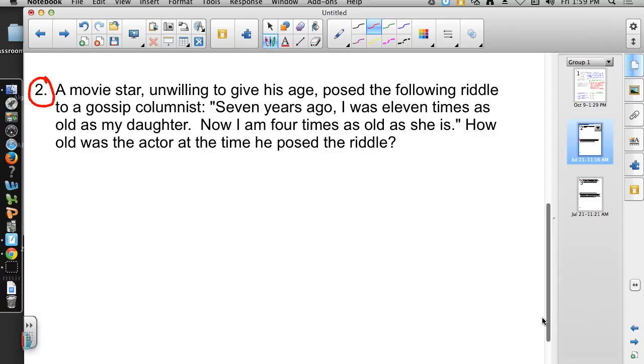Well, your first decision is going to be, are we talking about now, or are we going to think of this from the past? And I found this to be easier to think of from the past and say, the movie star's age is X. And Y will be his daughter's age.